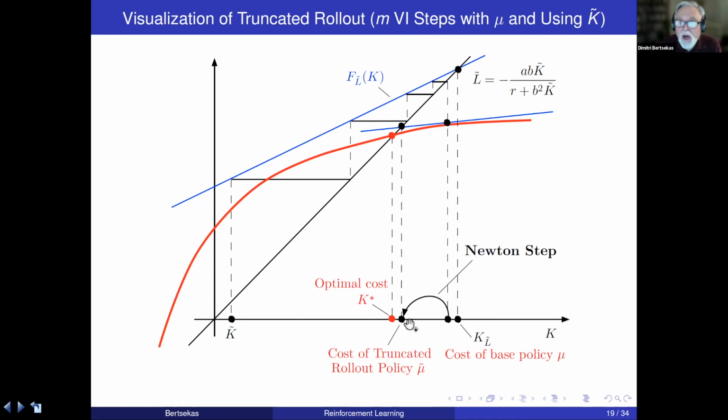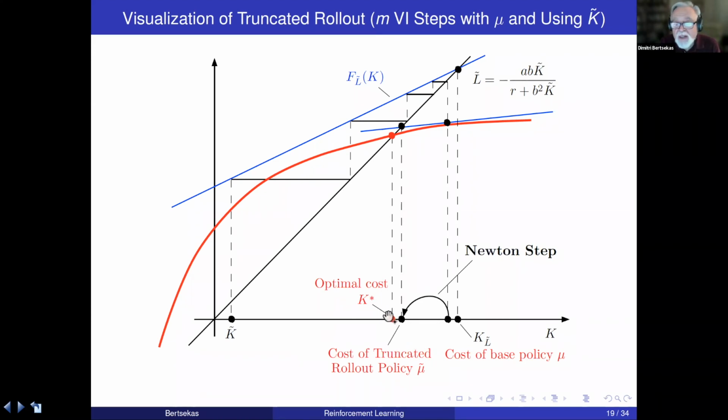Now, how about if I start right in here in this interval between K star and KL tilde and do value iterations? Value iterations would move me towards KL tilde, right? It moved this way. Does it help me? Well, it doesn't help me, because if I start anywhere in here and I do value iterations, they are going to push me towards a more unfavorable starting point for the Newton step. On the other hand, it's not so big a deal because the Newton step is very powerful and I don't lose all that much.